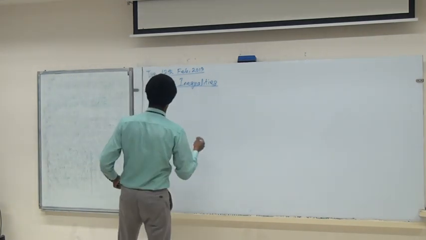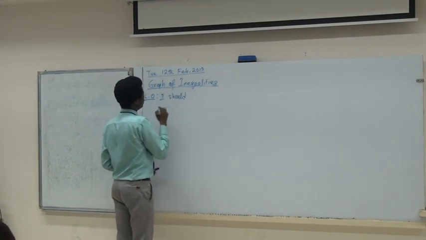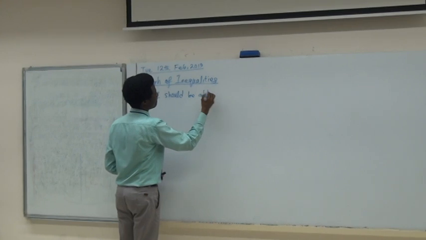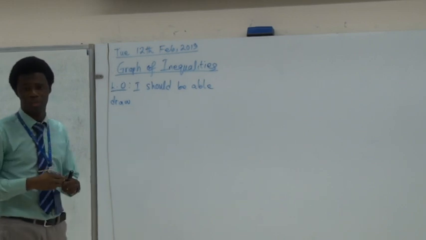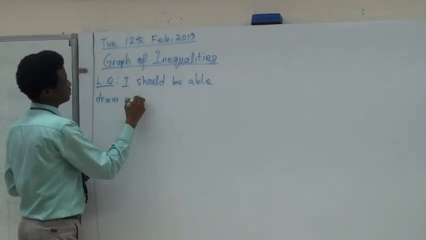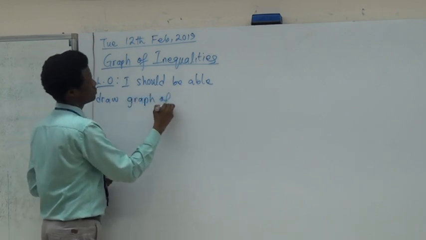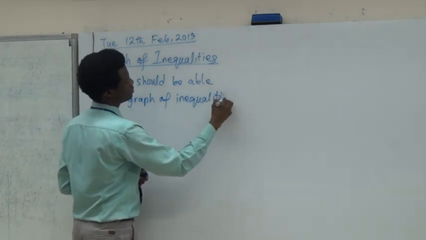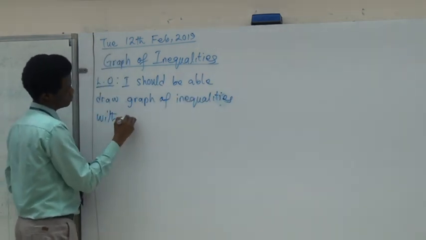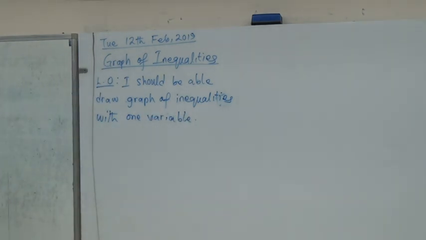Is that understood? Okay. So what is the main objective, so that we don't forget? Today will just be single variable. I wouldn't go to double variable inequality graph, unless as an extension, I may add that.